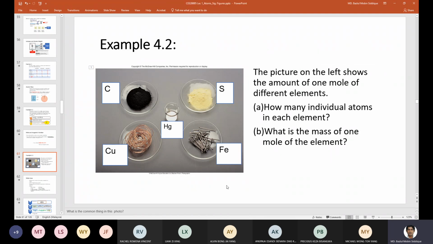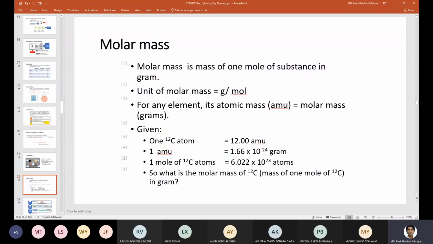Okay, so why some of them are so solid and heavy, and some of them are powdery and then gaseous. So we will discuss more about it when we study the periodic table next week, hopefully. Okay, so the molar mass, I think we already talked about it a bit.